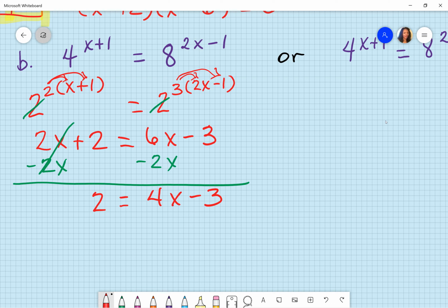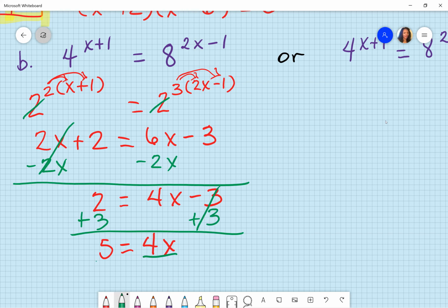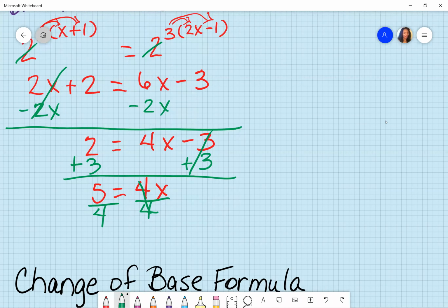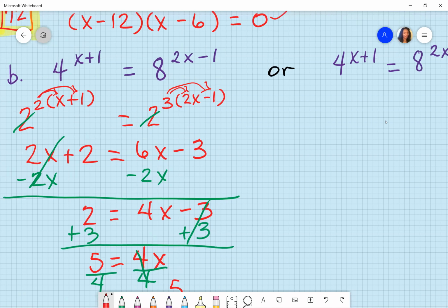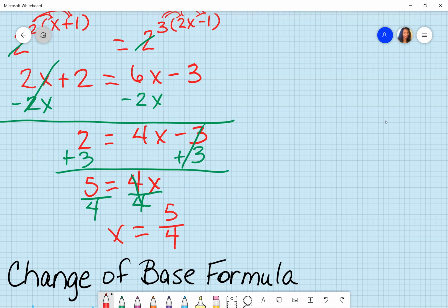So now I want to get rid of the constant on the right-hand side. So I'm going to add 3 to both sides, and I end up with 5 is equal to 4x. And now I want to solve for x by dividing both sides by 4. And when I do that, I see that x is equal to 5 over 4. And again, I would go back and check my answers to make sure they're not extraneous. I've done this already, so 5/4 could work. So it's safe to go ahead and box that.